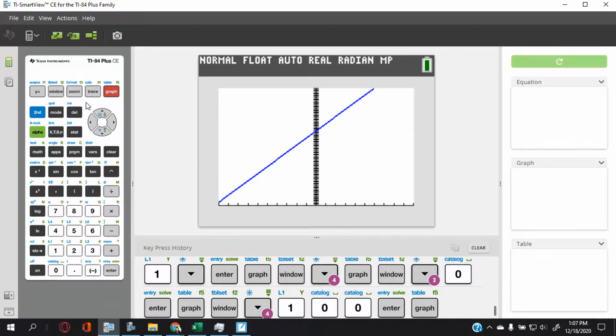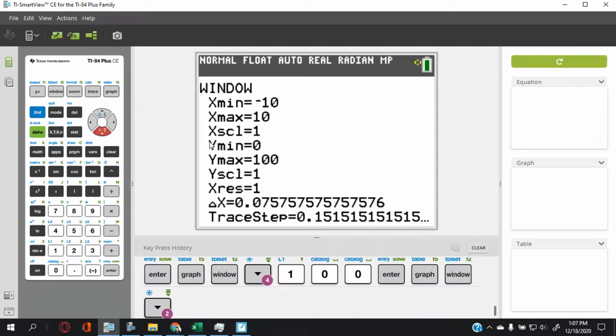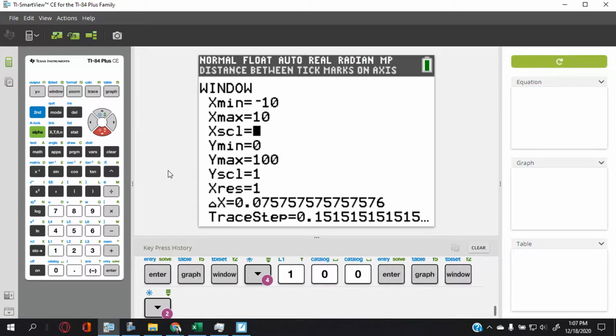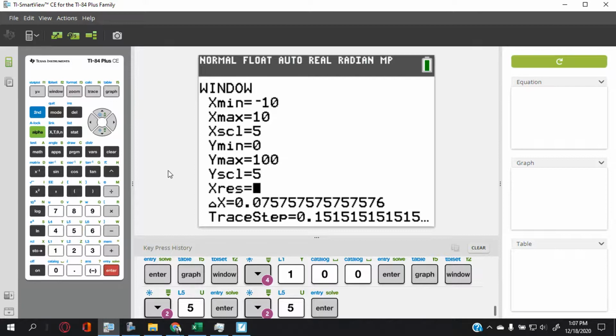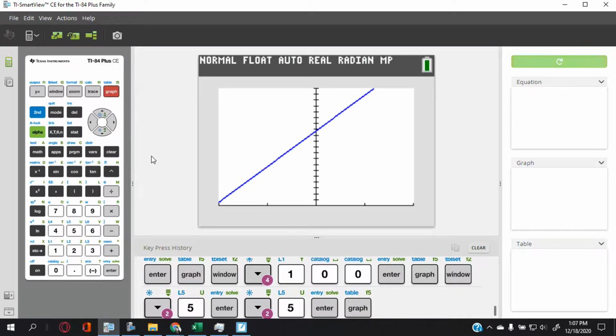Now, I'm going to change another thing. I'm going to change the scale because I don't like the scale. Going up by 1 is like very painful. So I'm going to change it to 5. I don't know how much that's going to help. And I'm going to change this to 5. Let's take a look at the graph. Yeah, it's a little better. Now, this gets even better.